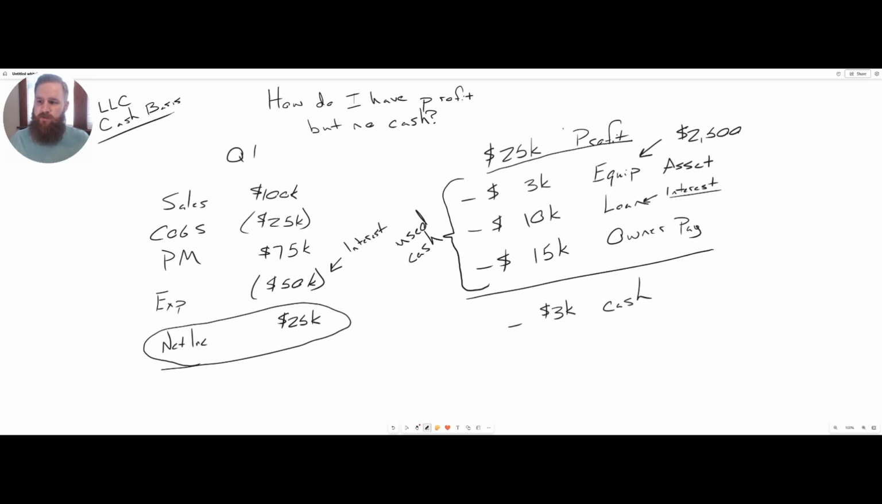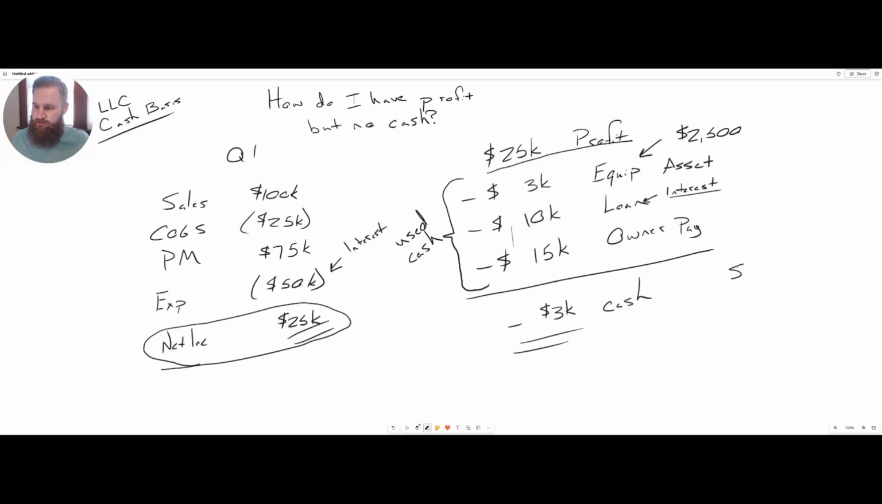Okay, so you had $25,000 in operating profit, but you had additional cash usage of $28,000. So in a period where you had profit of $25,000, you still lost $3,000 in cash. Does that make sense? Because you had a profit, you spent $3,000 on equipment that the IRS isn't considering to be an expense right away. You spent $10,000 to repay loan principal. The IRS doesn't consider that an expense, but you still used the cash. And then you used $15,000 to pay yourself. So in that first quarter, you actually lost $3,000 in cash.